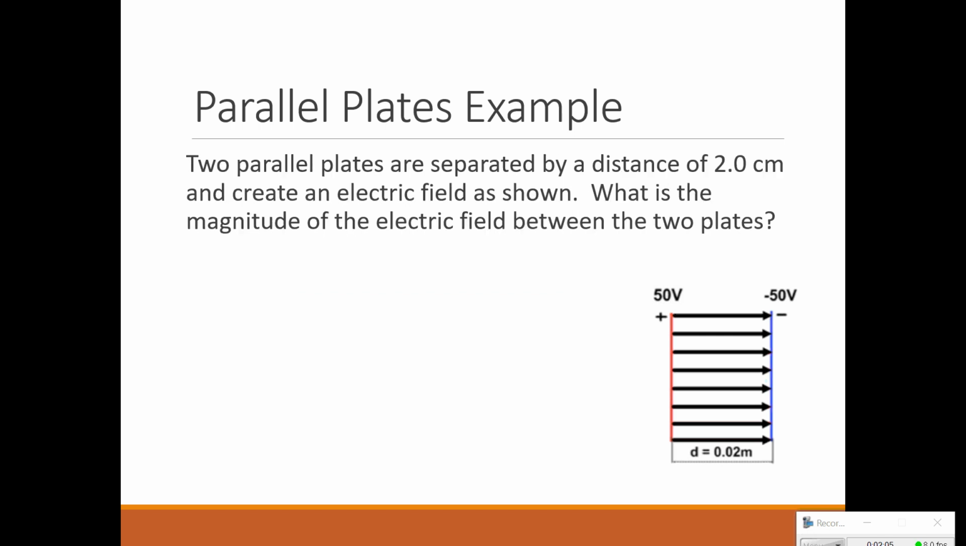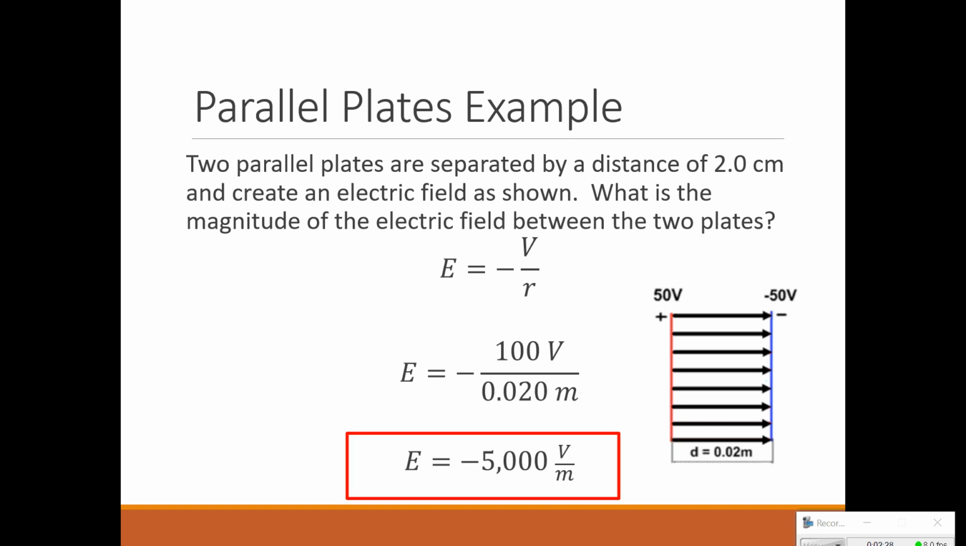The next part of the problem asks us to figure out the magnitude of the electric field in there. And here we're going to apply our equation. And we have the equation electric field strength is equal to the negative voltage divided by radius, or distance between. We have a potential difference of 100 volts. The separation of the plates is 0.02 meters apart. And we can find that the electric field strength here is going to be a negative 5,000 volts per meter. Realize that volts per meter is an equivalent unit to newtons per coulomb.